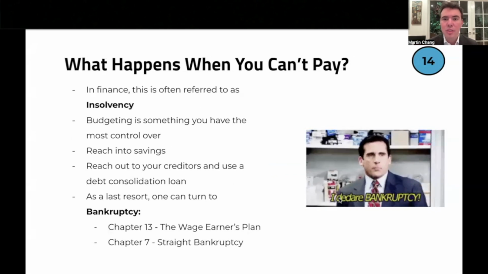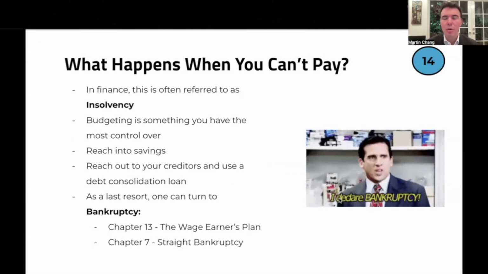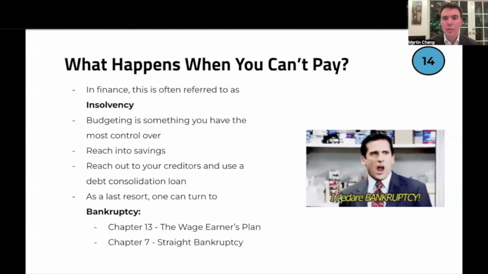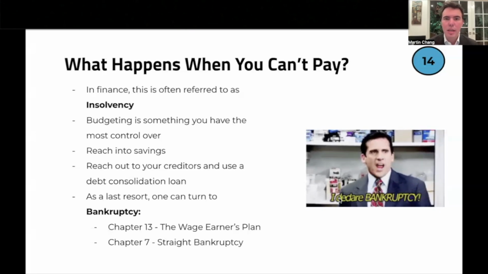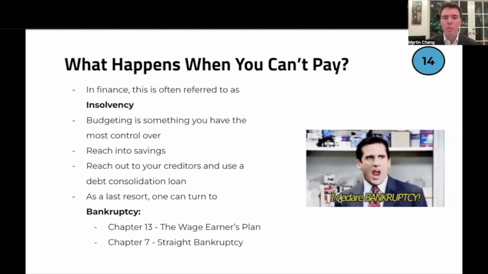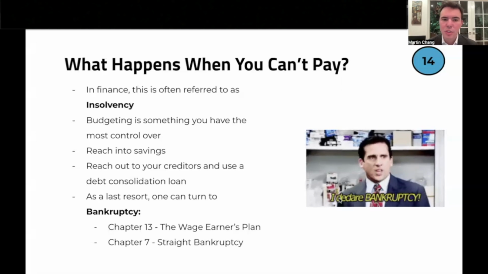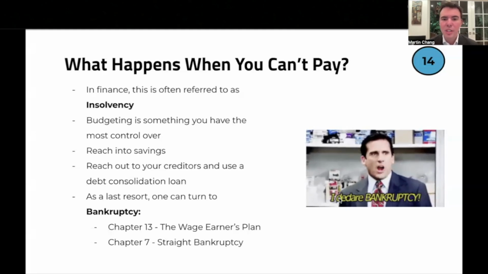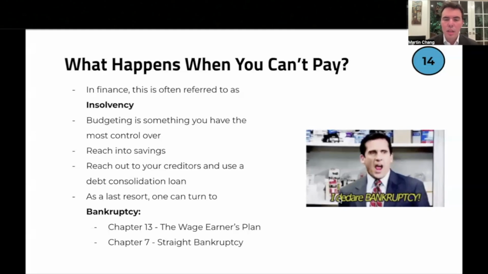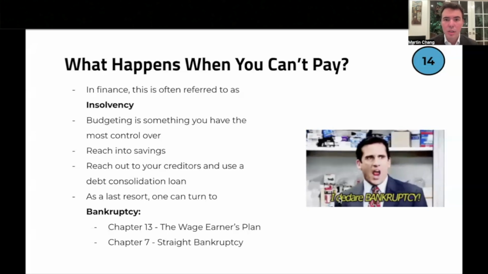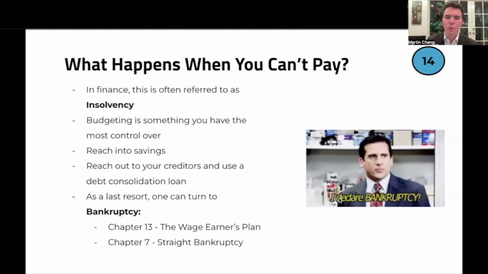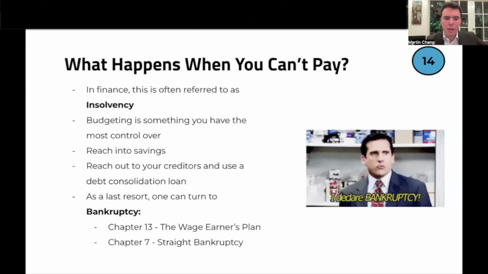So the best thing you can do is to not get in the situation, and what you have the most control over is budgeting. If you budget your money properly and manage your debts, then you won't have this problem. But if you do, the best thing you can do is to reach into your savings. You can reach out to creditors and use a debt consolidation loan, which pays off all your debts using one single loan. And then the last resort is to turn to bankruptcy court.